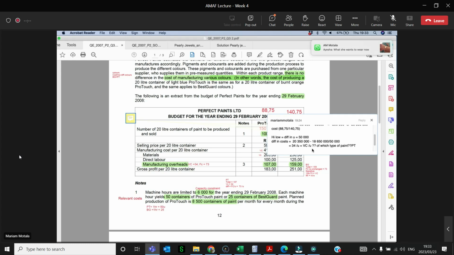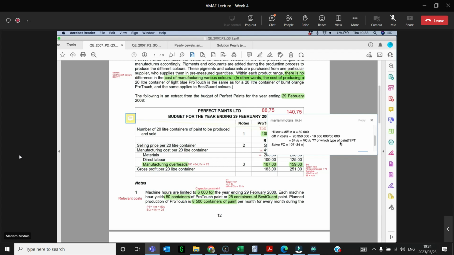Now, going there, that's when you can now solve for the fixed cost, which we know that the total cost is 107. If we subtract 34, that's how we come up to the 73 rands per unit of Pro Touch. That is the fixed cost of Pro Touch. Now, if you know that that is the fixed cost, now talk to me about Best Guard. What would be the variable cost of Best Guard? What is the fixed cost of Best Guard?